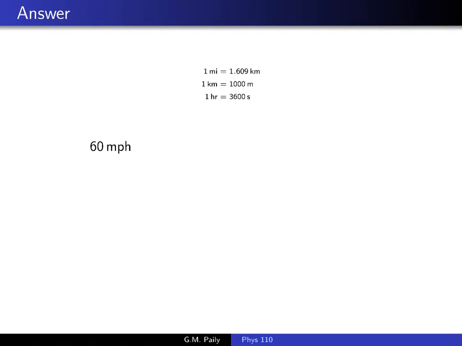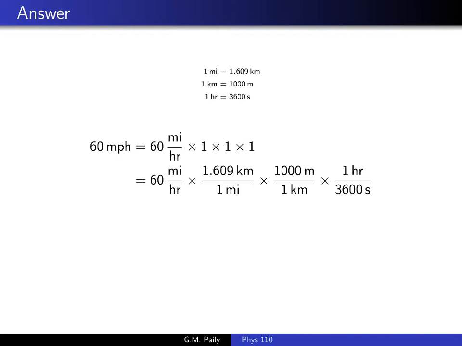So 60 miles per hour is equal to 60 miles per hour times 1 times 1 times 1. Obviously, multiplying by 1 does not change anything. How are we going to construct these 1s? Since we want to go from miles per hour to meters per second, we need the miles to go away.